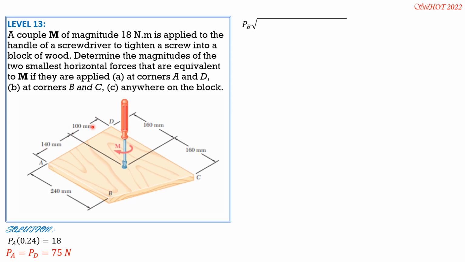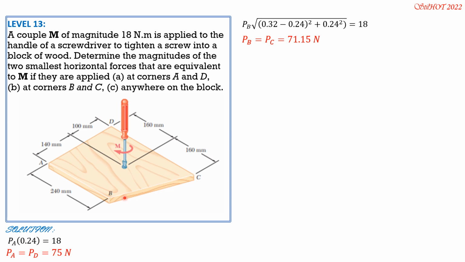So P sub B times the square root of quantity 0.32 minus 0.24 squared plus 0.24 squared equals 18 newton meter. So P sub B is 71.15 newtons. That's the smallest force, horizontal forces.